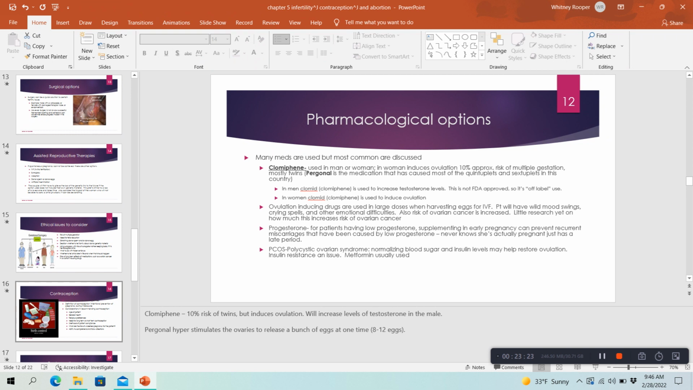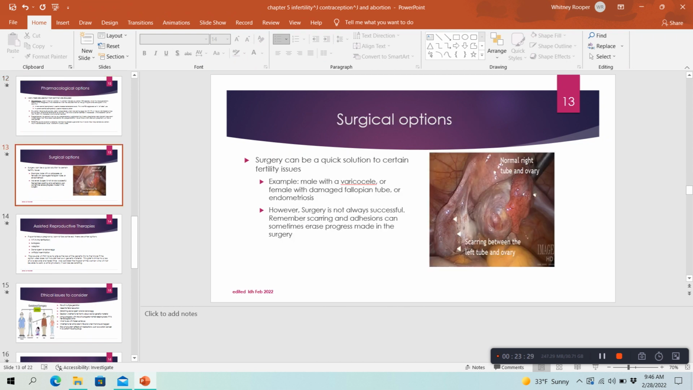And then, while surgery is not often an option, it can be an option at some times. For example, the varicocele that I told you about. That's a surgical option, easily fixed.